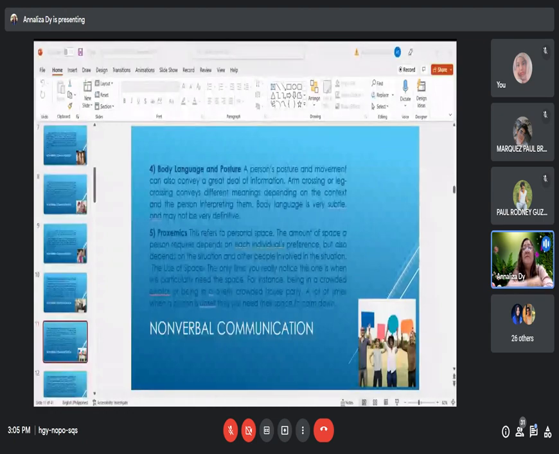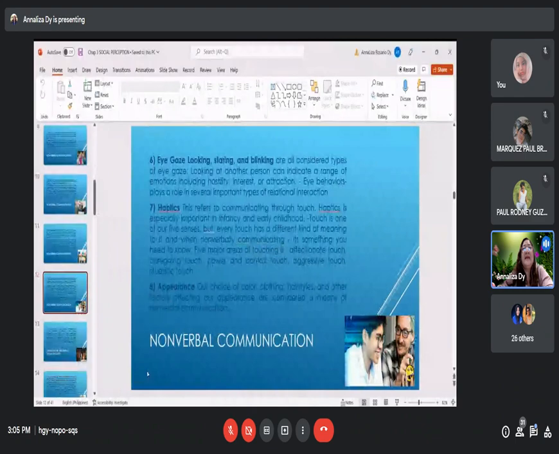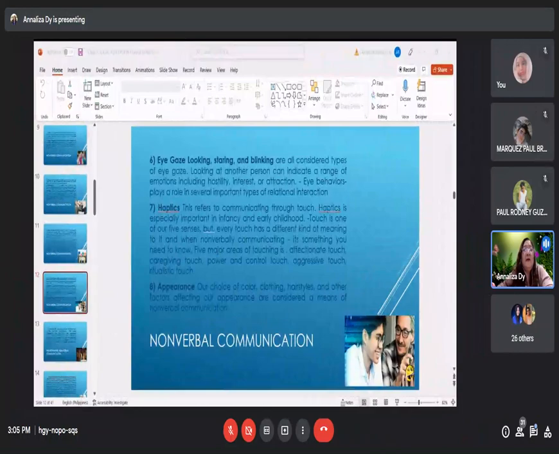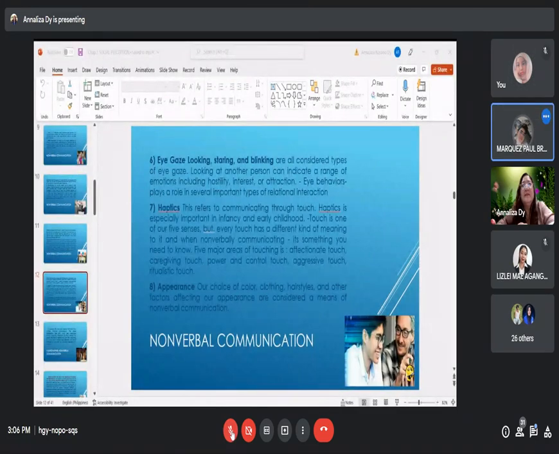Now, when we see body language, there is more. We have eye gaze: looking, staring, and blinking. How would you feel if someone stared at you? Someone looking at you without blinking. It would be scary, you would become paranoid, ma'am. Creepy. Yes. What is the effect on us?